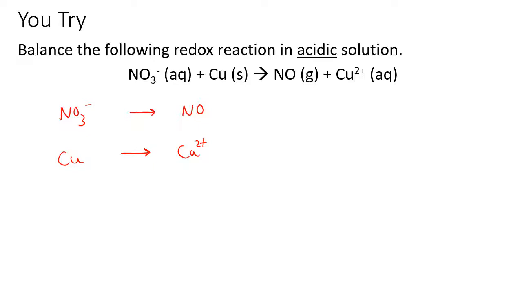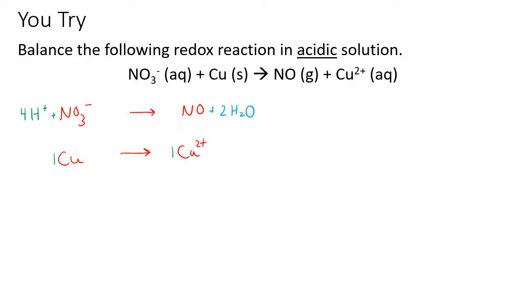Looking at our first half reaction, our nitrogens are already balanced, so we can move on to our oxygen. We have 3 oxygens on the left and 1 oxygen on the right, so we're going to need to add 2 H2O in order to get 2 more oxygen atoms. Now we've added 4 hydrogens to the right-hand side, so we're going to need to come over to the left-hand side and add 4 H+ in order to balance our hydrogens. Looking at the bottom half reaction with copper, our copper is already balanced. We have 1 copper on the left, 1 copper on the right, and there's nothing else for us to balance there.